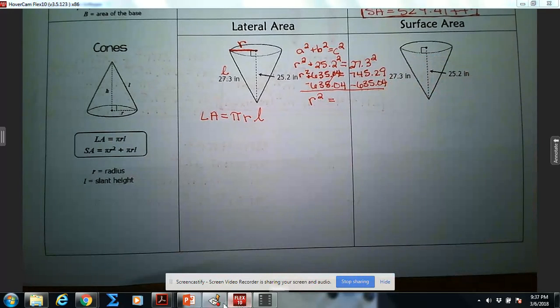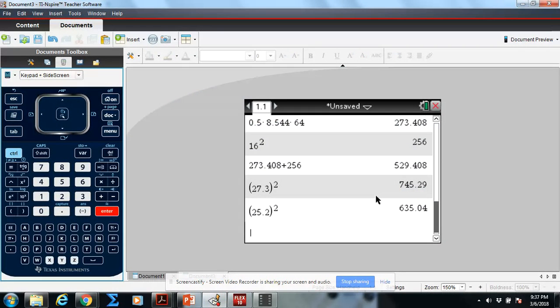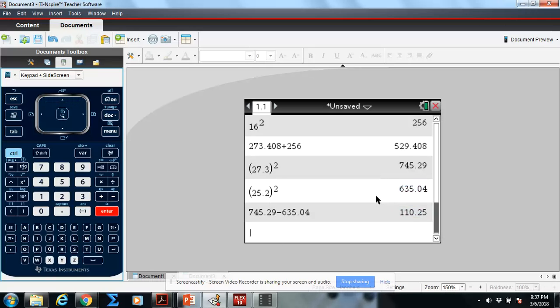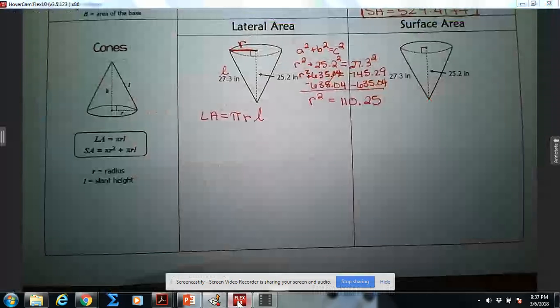All right, a little more calculator work. 645.29 minus 635.04. That leaves me 110.25 equals r squared. I'm almost there.